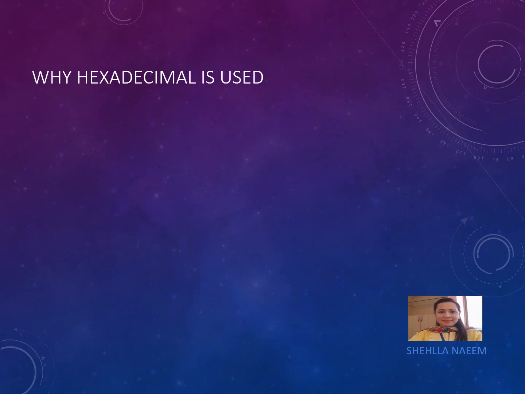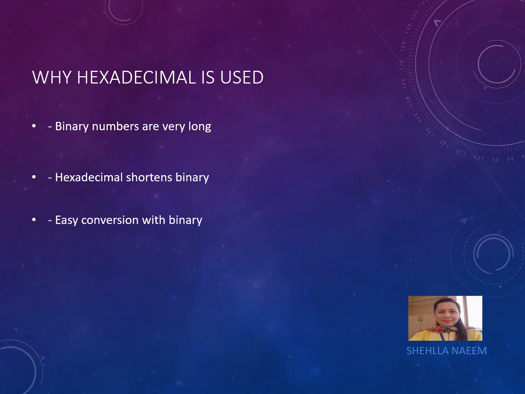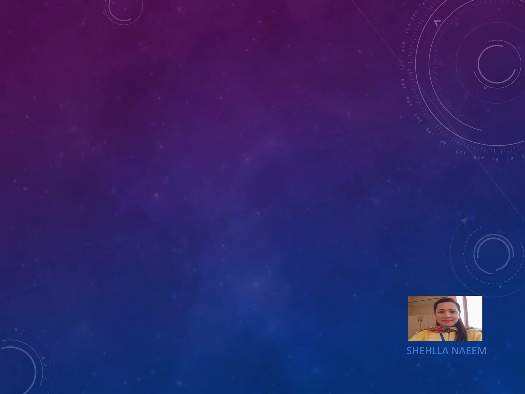Now, why is hexadecimal used? This is something that you need to know. Binary is used inside the system, because the system only understands the binary number system. Binary numbers are really very long, and in order to have a shortened form of the binary, we use the hexadecimal number system. Easy conversion with binary is one of the main things. Color codes, error codes, and memory addresses are represented using the hexadecimal number system.